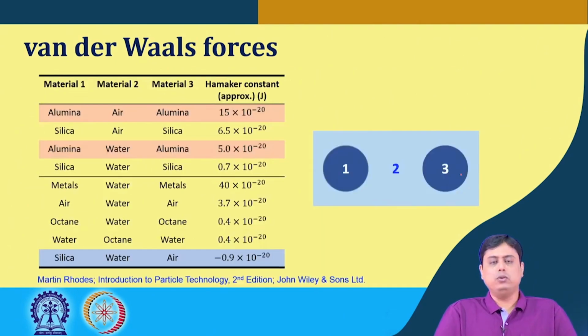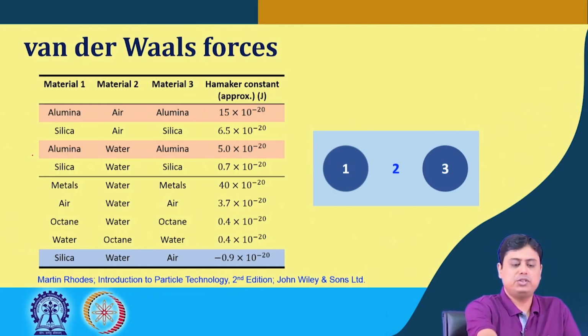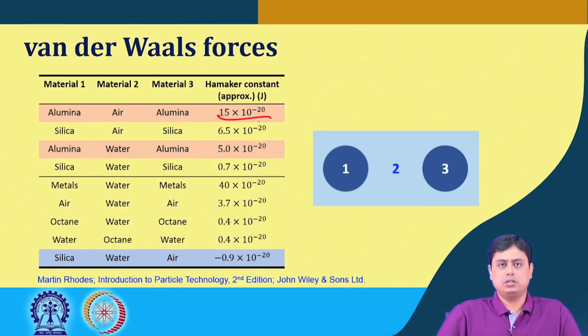Now, typical values of these Hamaker constants are given in this table. So, what is noteworthy in this table? In this table we have different materials, say alumina and alumina separated by air. In this case, we have a certain Hamaker constant value, which is in the order of 15 multiplied by 10 to the power minus 20 joule. In the case of silica, this value is lower, which is 6.5 into 10 to the power minus 20.